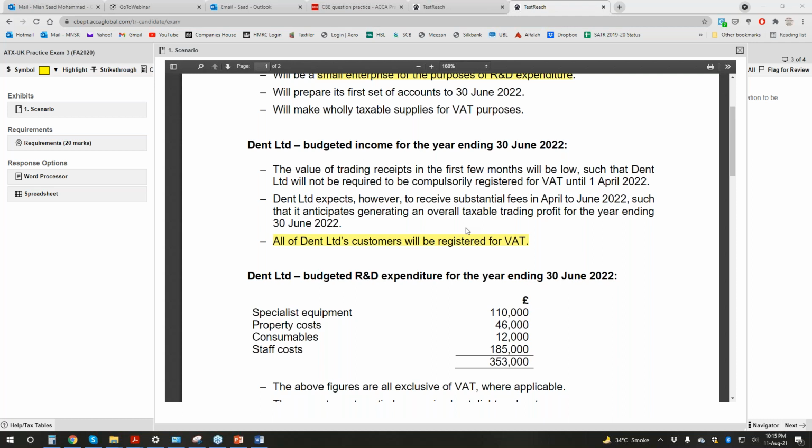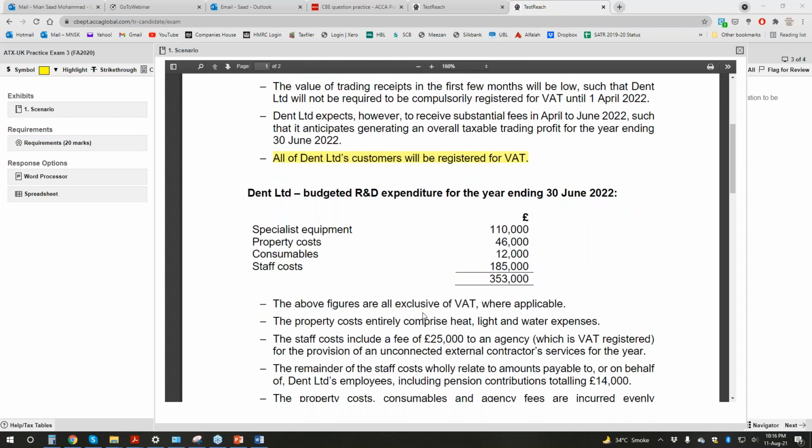So I will suggest, because their customers are VAT registered, they should not wait, and they should register immediately, as their customers are indifferent whether they register for VAT or not. But for Dent, it will be beneficial. That is the answer to the first part. Now, let's discuss the second part that deals with R&D expenditure. Dent Limited's budgeted R&D expenditure for the year ending 30th June 2022.